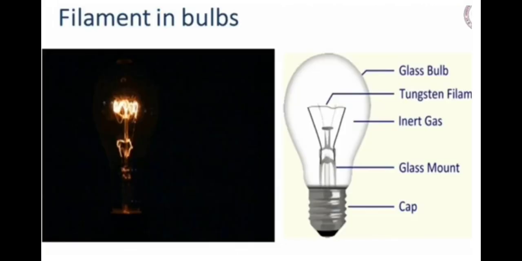Filament in bulbs. In electric bulbs, a small wire known as filament is used. This filament is made up of a material whose melting point is very high. When current passes through this wire, heat is produced in the filament. When the filament is heated, it glows and gives out light. Tungsten is the commonly used material to make the filament in bulbs.